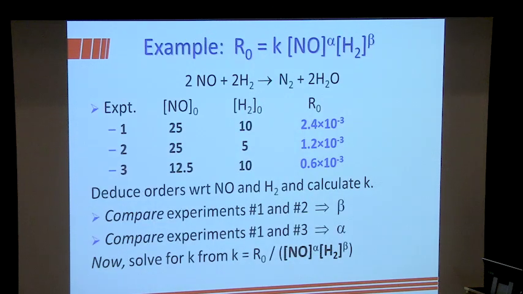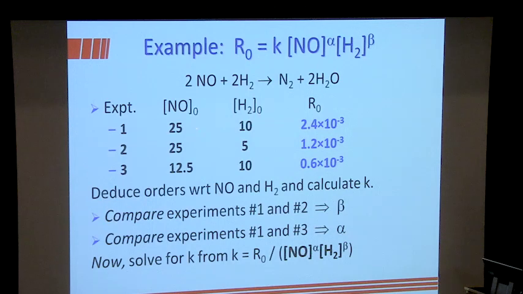Okay, and here's a simple example. Okay? And you can actually do this in your head while we're doing it, so you can see how it works. Okay? So we have 2 moles of NO plus 2 moles of H2 gives us N2 plus water. And we know that the rate is equal to the rate constant times the concentration of NO to the alpha times H2 to the beta. Okay? And here we do 3 experiments.